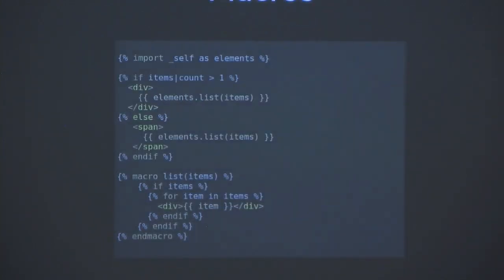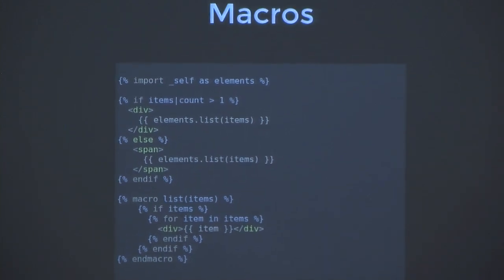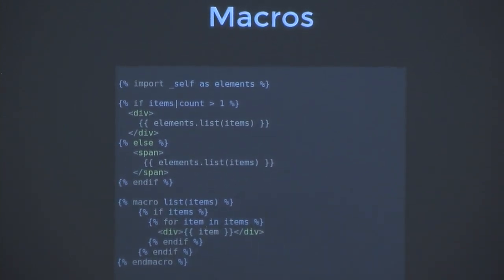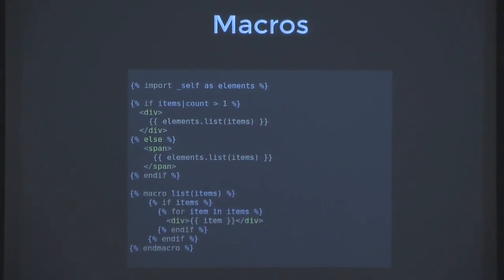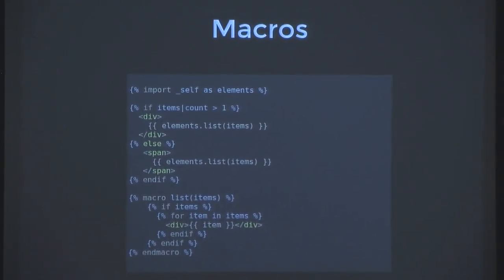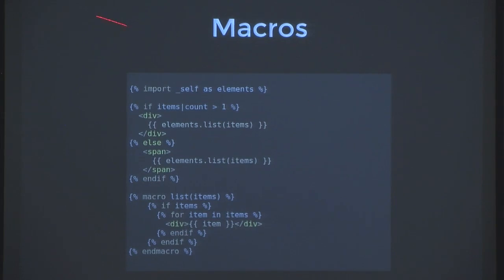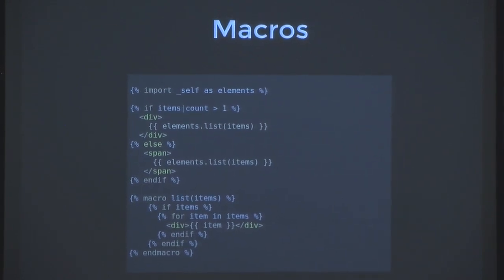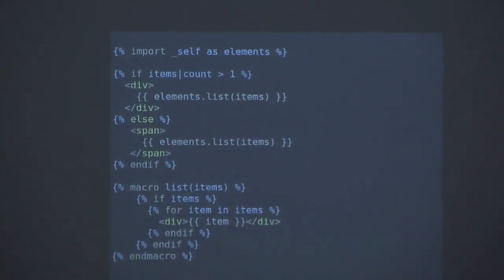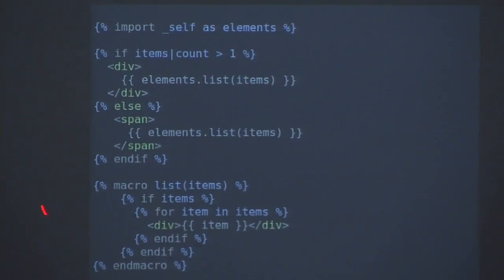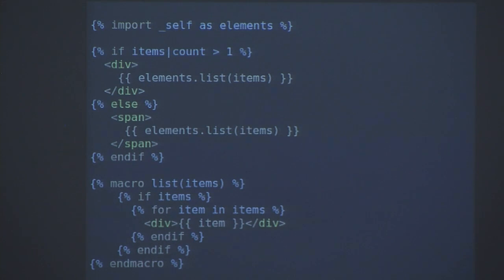Another good example of Twig's tools for creating architecture is macros. They are like functions, but the difference is that you have to import them, and you import them here into a namespace, into an object, and then you can call them. So in this example, I'm importing self as an elements, and then I have all the macros available, and then I can call them where I want.